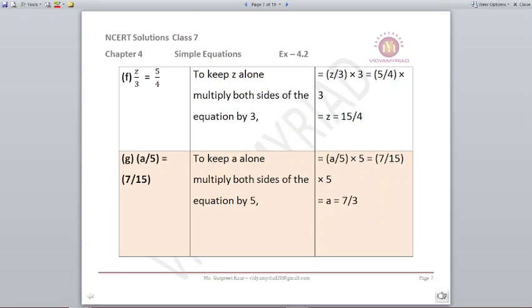Next, a upon 5 is equal to 7 upon 15. Now 5 is in the denominator. So what will I do to remove 5? I need to multiply both the sides by 5. So it means a upon 5 multiplied by 5 is equal to 7 upon 15 multiplied by 5. Now the 5s cancel, a is left, which is equal to 7 upon 15 into 5. 5 and 15 both are multiples, it can be reduced. So my answer comes as 7 upon 3.